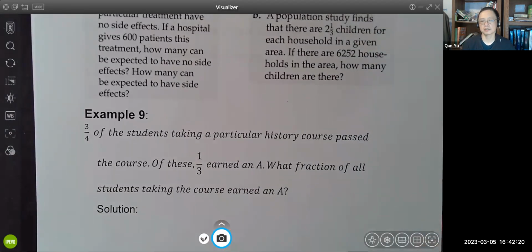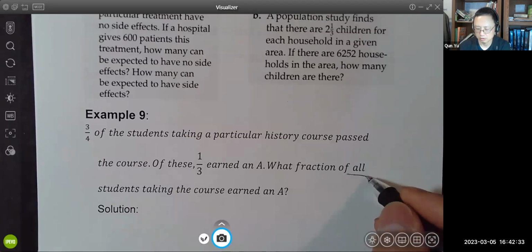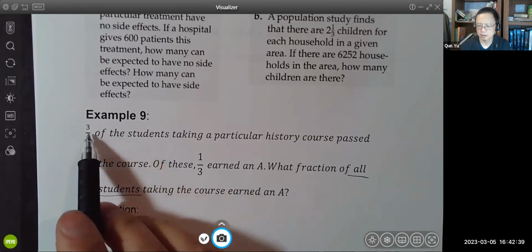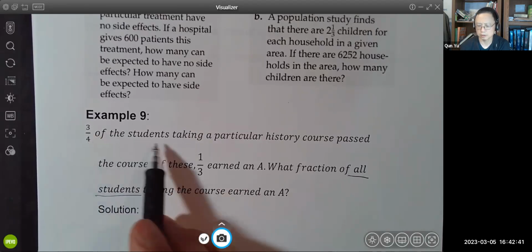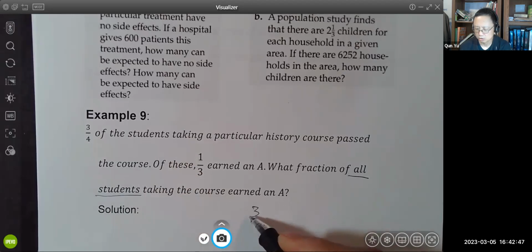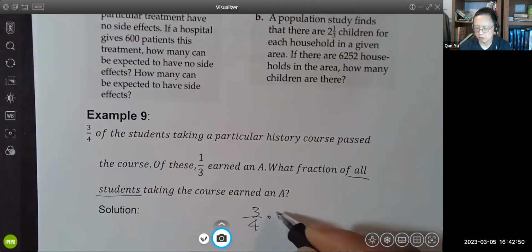3/4 of the students taking a particular history course passed the course. Of these, 1/3 earned an A. What fraction of all students taking the course earned an A? First, we are told that 3/4 of all the students taking the course passed the course. So that means 3/4 of all of those.